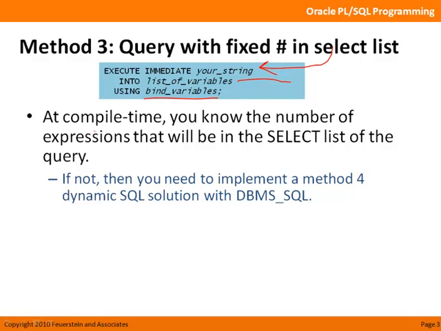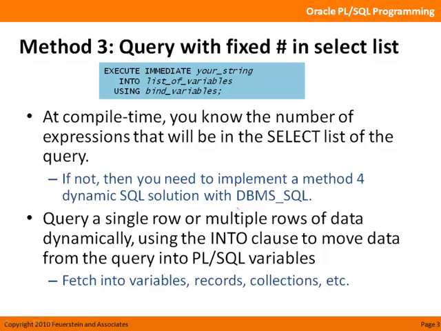If you do not know the number of elements at the time you're writing your code, in other words, I don't know if I'm selecting 2 or 5 or 25, I won't know until the user requests execution of my code, then you're talking about a Method 4 Dynamic SQL implementation. It's much more complex, and you will need to use DBMS_SQL.